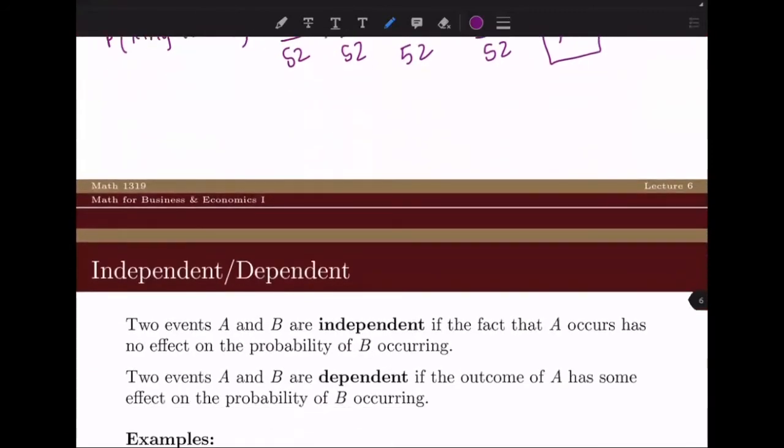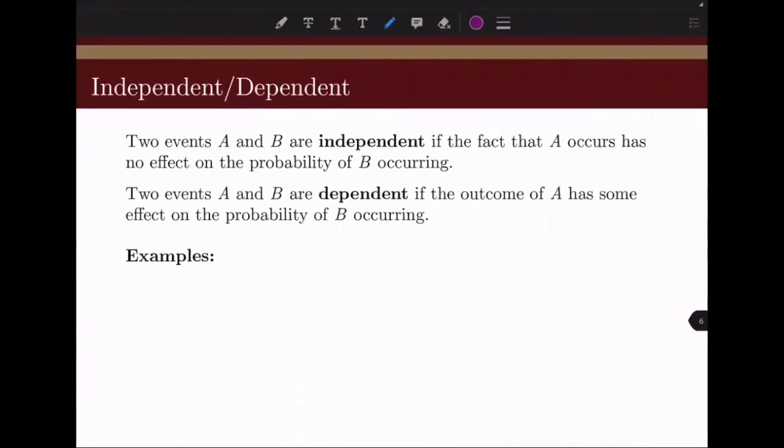Moving on. Two events A and B are independent if the fact that A occurs has no effect on the probability of B occurring. And two events A and B are dependent if the outcome of A has some effect on the probability of B occurring.